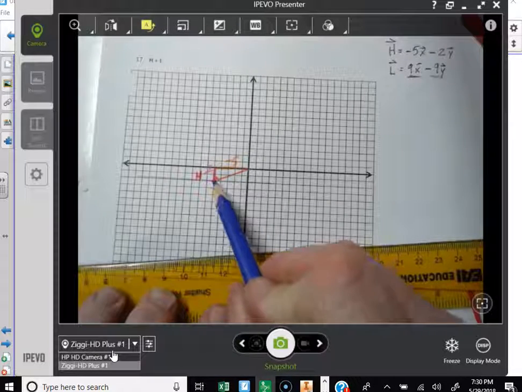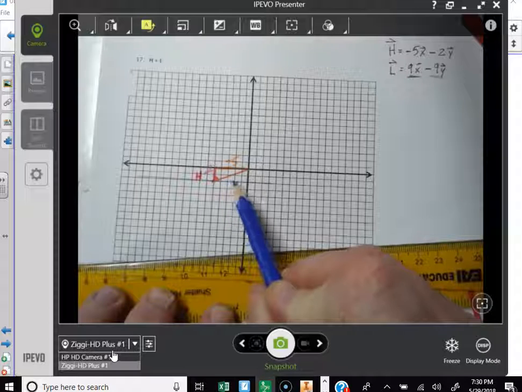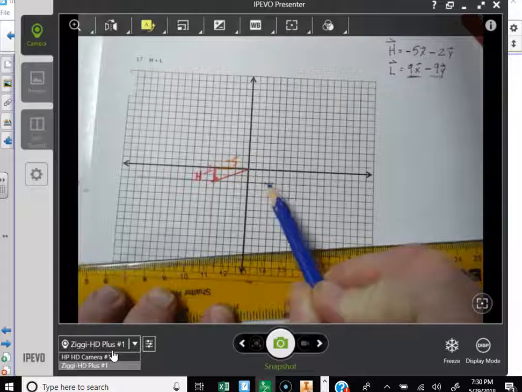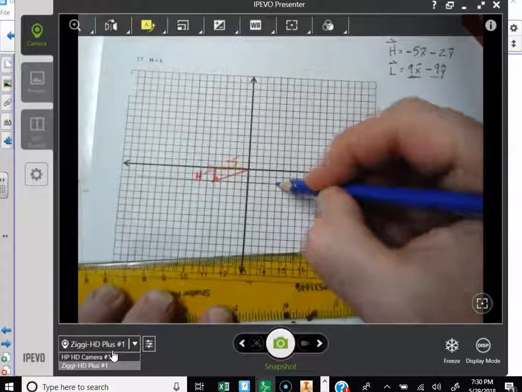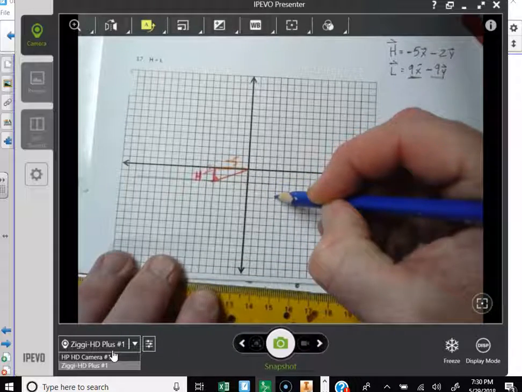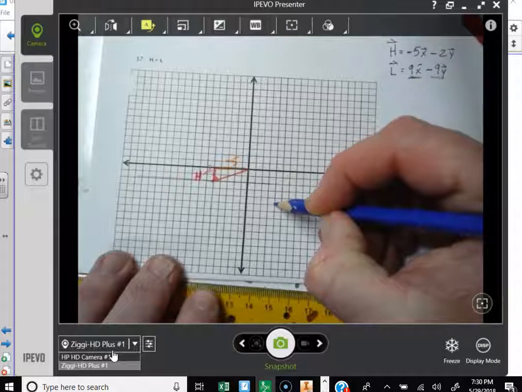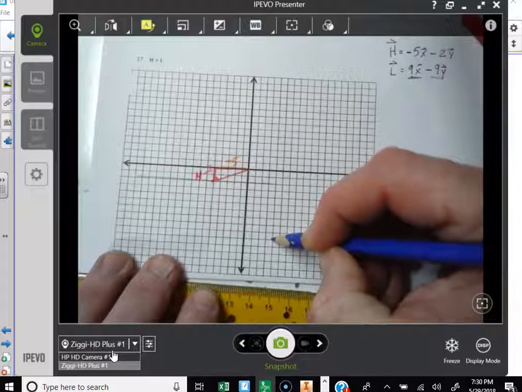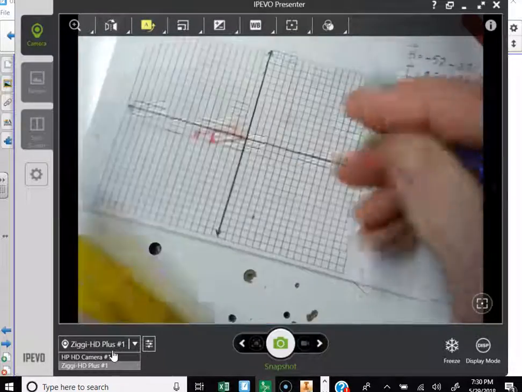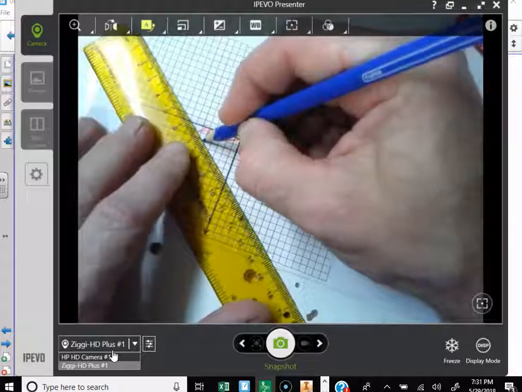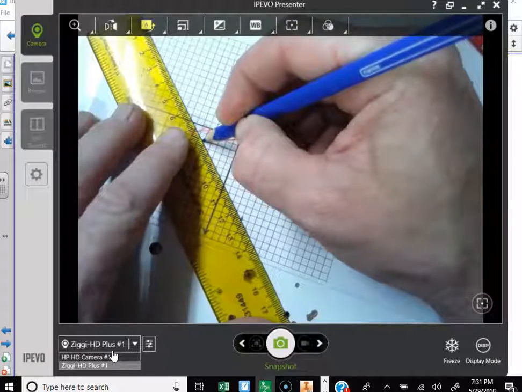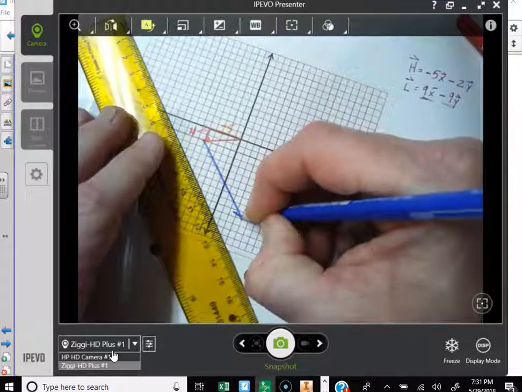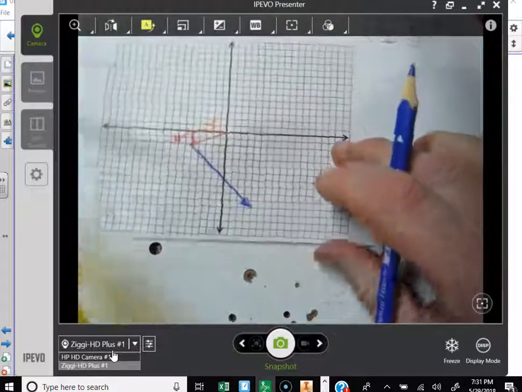So from here, I go 1, 2, 3, 4, 5, 6, 7, 8, 9, and then I go down 9. 1, 2, 3, 4, 5, 6, 7, 8, 9 to here. And so that vector, drawn starting with its tail at the tip of the other one, would look like this. And that's vector L.